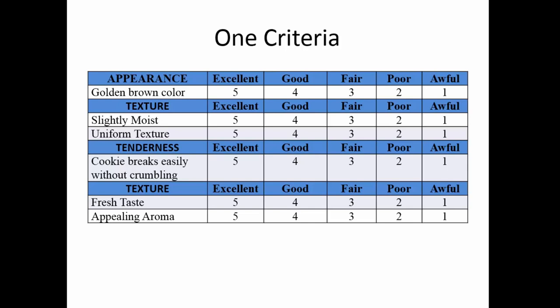But do you see the idea, it's worth 30 points. If everybody gives me 5s, I get 30 points. And so students will grade my cookie, and they'll be circling 5, 4, 3, 2, 1.